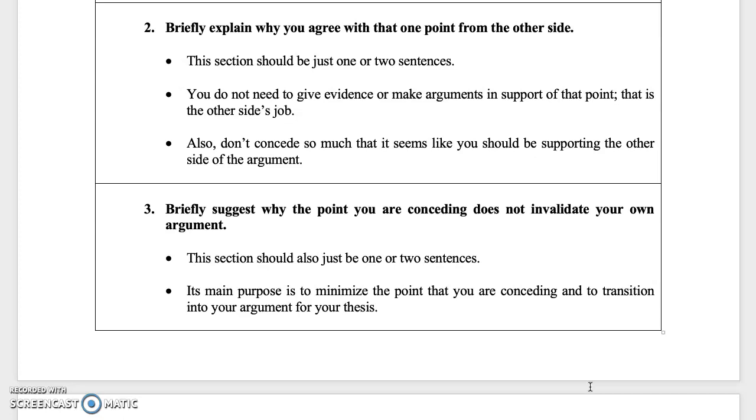Then a really good concession paragraph at the end would suggest why the point you're conceding doesn't invalidate your own argument. So just a couple sentences, and if nothing else, you could simply say, well, this is a good point, but it's outweighed by the other points that I'm going to make next in the confirmation. Or you could actually show that the point that you're conceding is not as important or as damaging to your argument as it may at first appear.